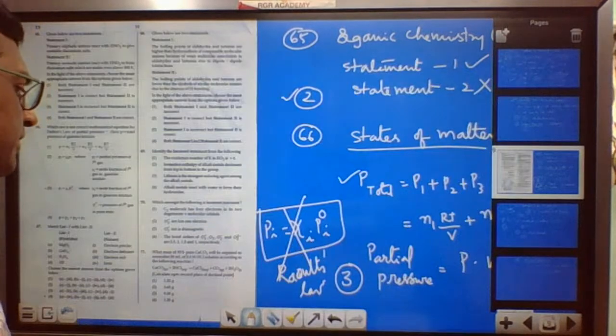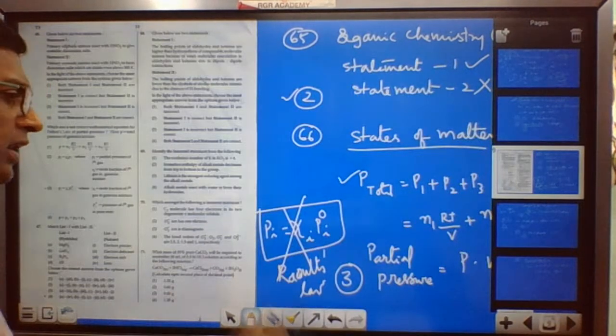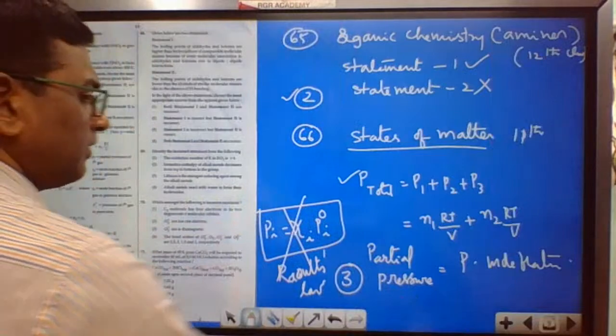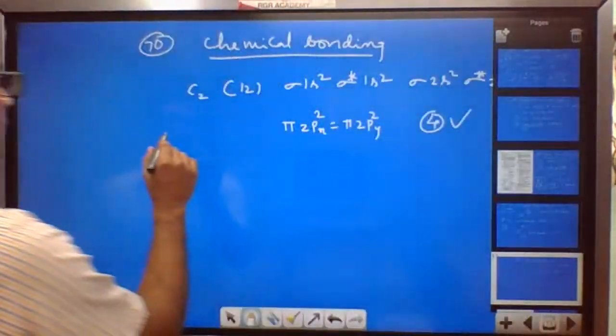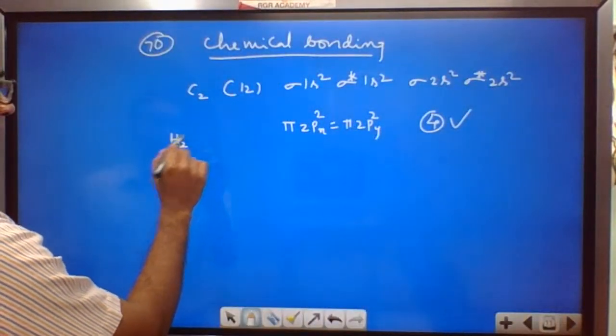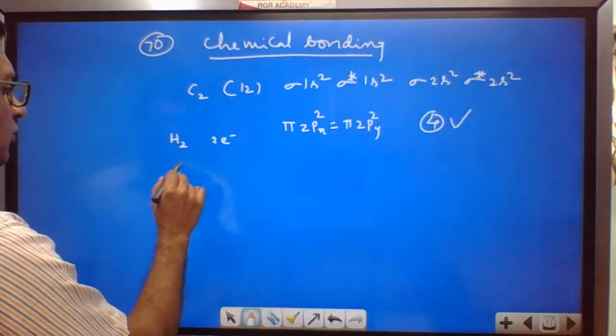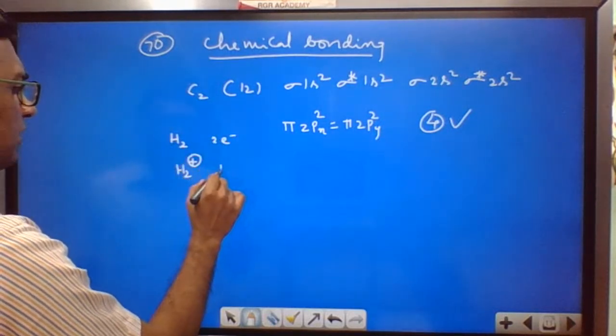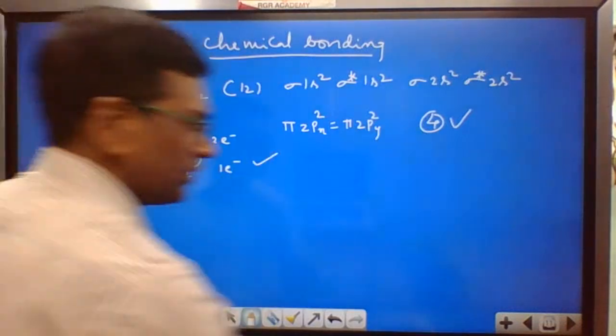H2 plus. H2 plus ion has one electron. Correct only. That is also correct. You see that hydrogen H2 has two electrons. H2 plus means it has only one electron. That is also correct.